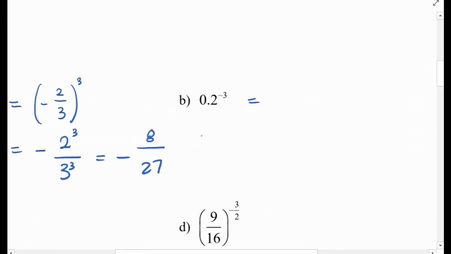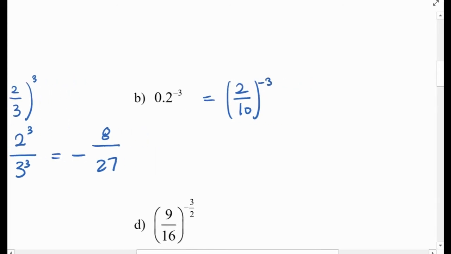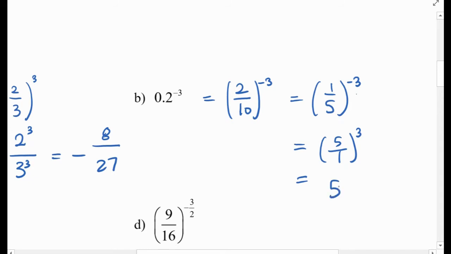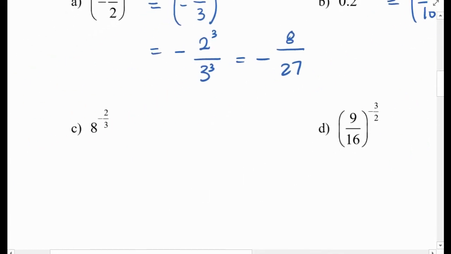So this one, 0.2. 0.2 is 2 over 10. So change it to a fraction. So 2 over 10 is 1 over 5. Flip the base. Make the exponent positive. 5 over 1 is same as 5. 5 cubed is 125. Next.